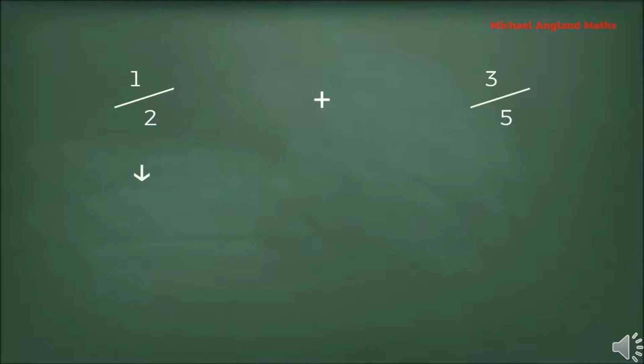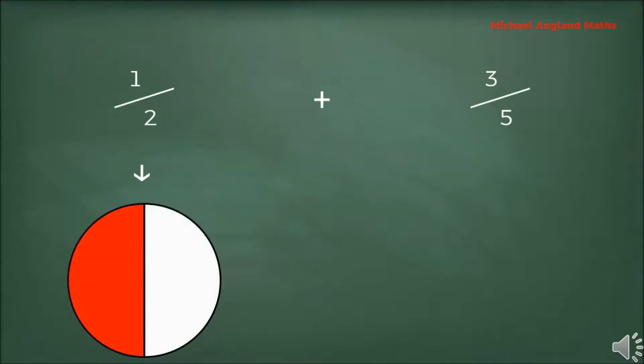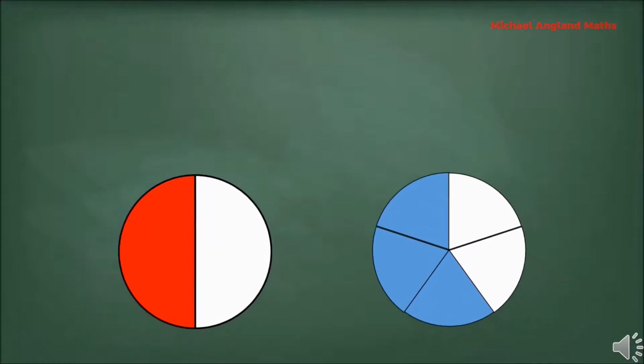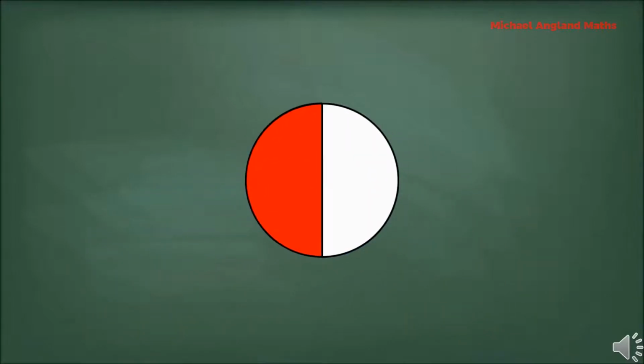1/2 plus 3/5. 1/2 is 1 over 2. The denominator is 2. 3/5 is 3 over 5. The denominator is 5. So we now have to find a common multiple for 2 and for 5. Well, let's start by superimposing one on top of the other so we can see whether we have less than or more than one whole.